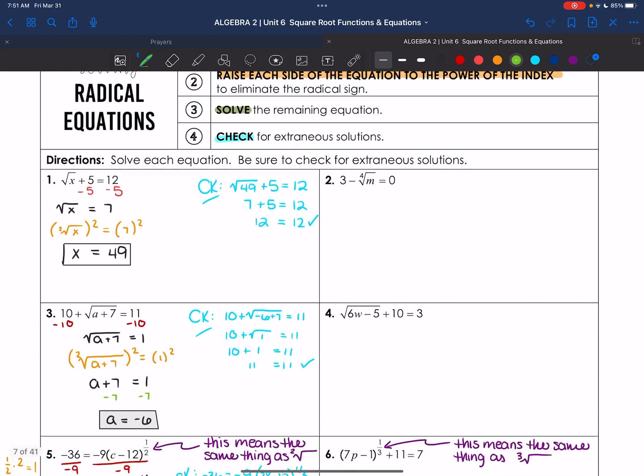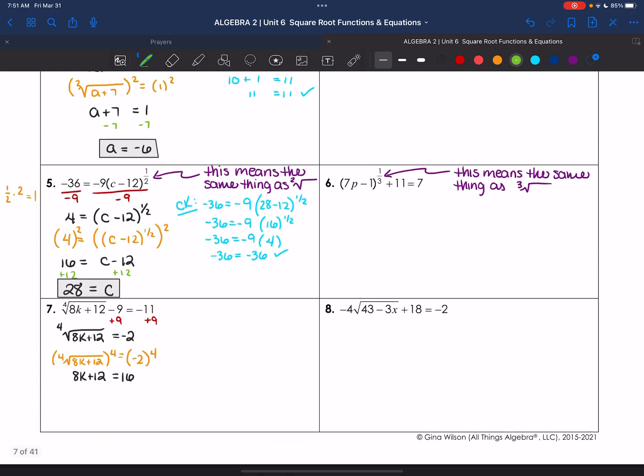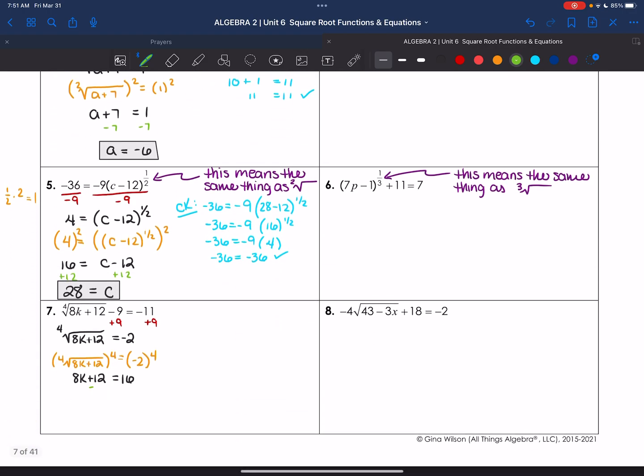Now, step 3, solve the remaining equation. We will need to subtract 12 on each side. And that's going to give us 4. 8k equals 4. And then dividing by 8 on each side, we find that our value of k would be 1/2 when we simplify that fraction.